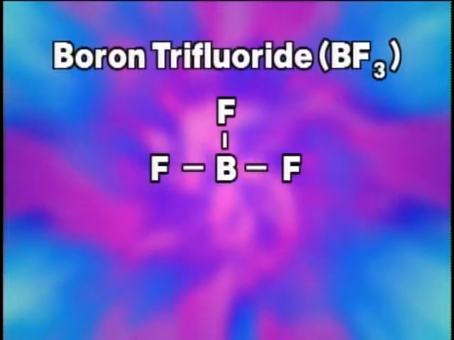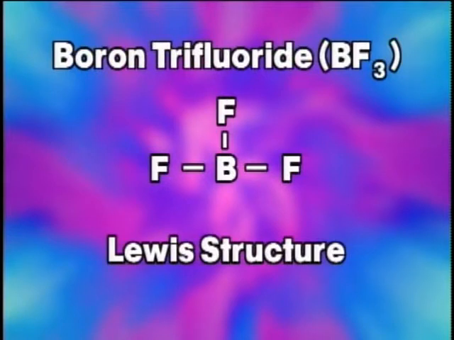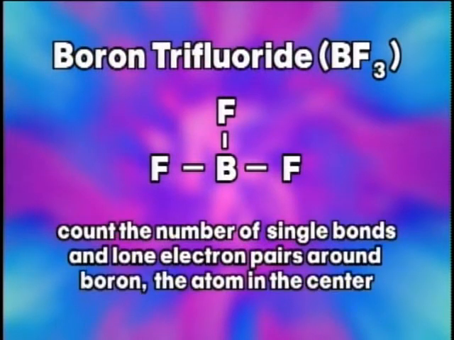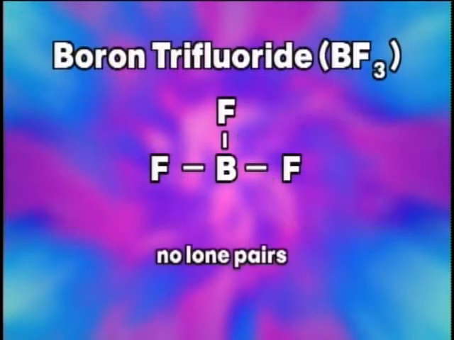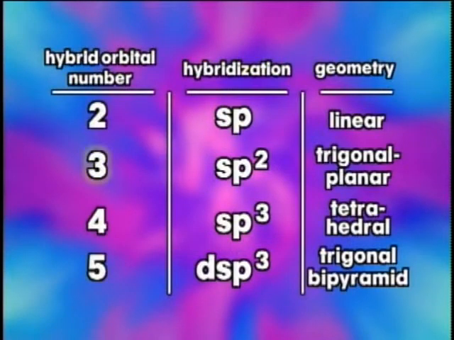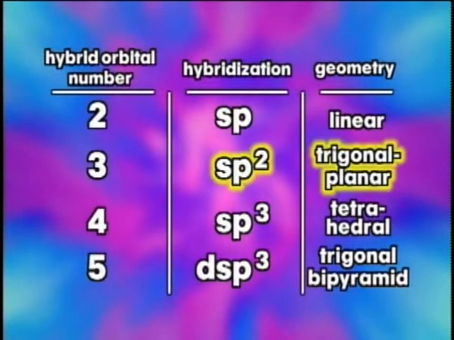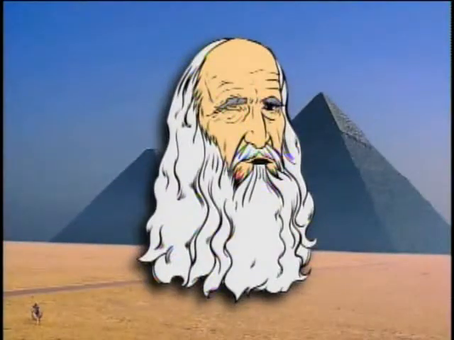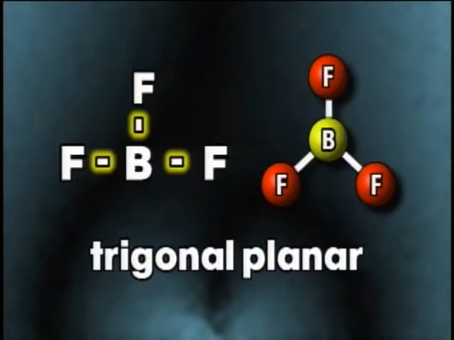Now let's decide how the hybrid orbitals will form around boron in the compound boron trifluoride, BF3. We'll start by looking at the Lewis structure for BF3. Count the number of single bonds and the lone electron pairs around boron, the atom in the center. We see 3 single bonds and no lone pairs, so the hybrid orbital number is 3. Now look at the chart. To accommodate the 3 bonds, we need 3 sp² hybrid orbitals. 3 bonds, 3 hybrid orbitals. BF3's 3 bonds form a trigonal planar arrangement.